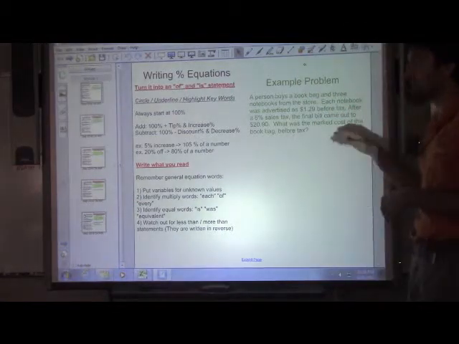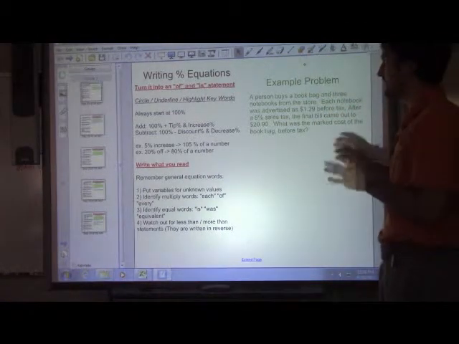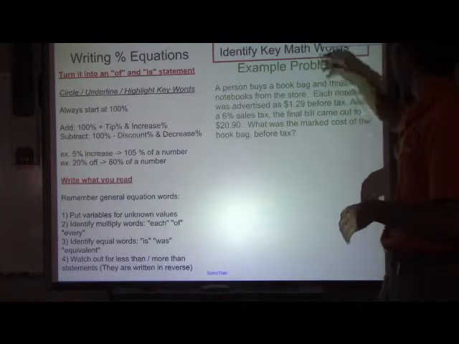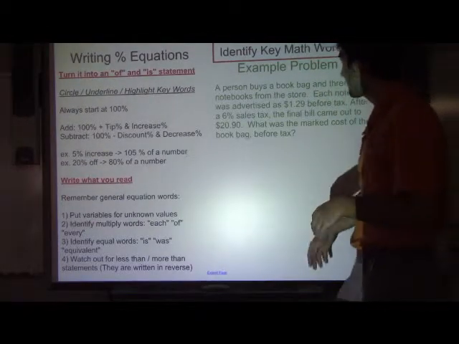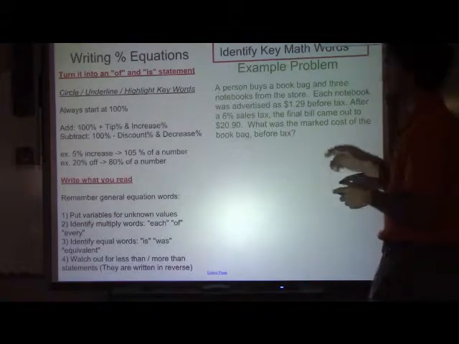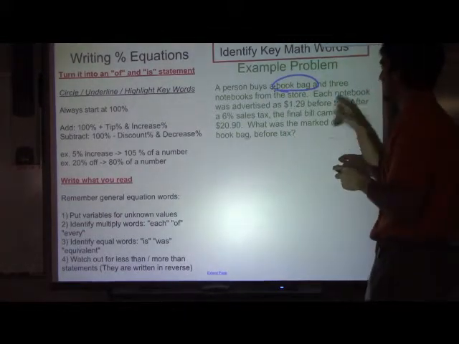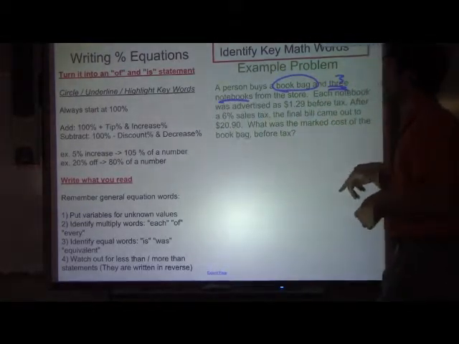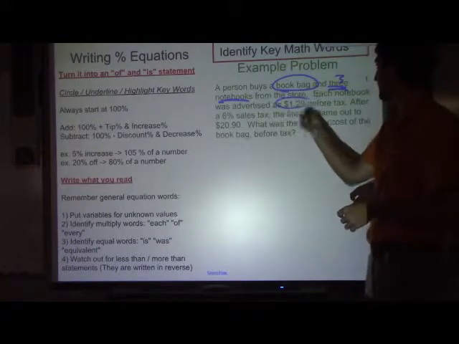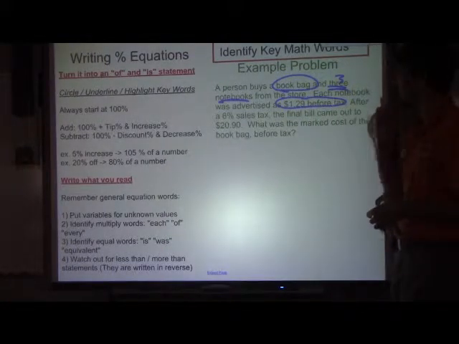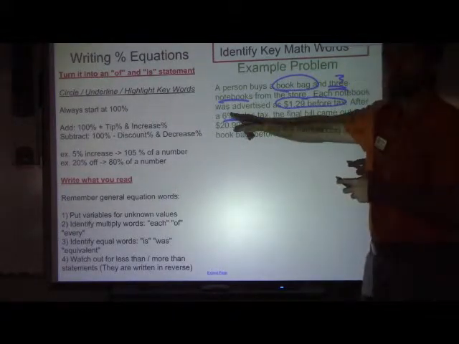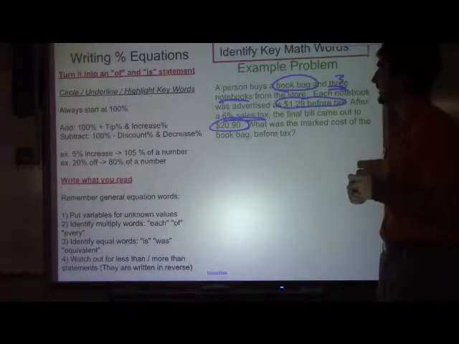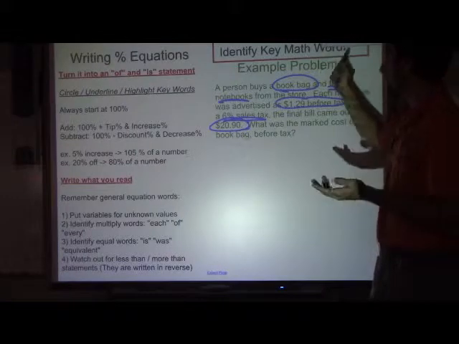So go ahead and copy down this example if you have not already done so. In this particular problem, what I would recommend doing is first identify the key math words. I see a person buys a book bag and three notebooks from the store. Each notebook was advertised as $1.29, but that's before tax. And then after a 6% sales tax, so it's a percentage equation problem, the final bill came out to be $20.90. So again, those are our key words.